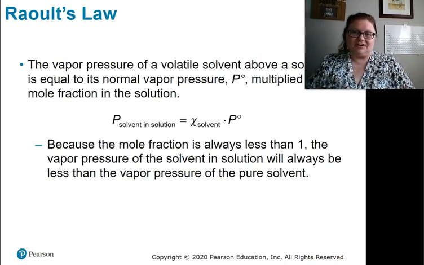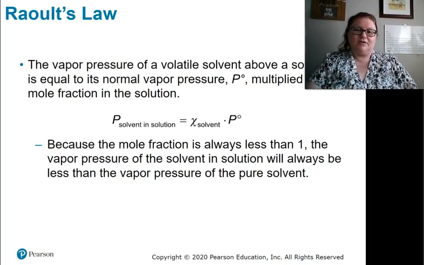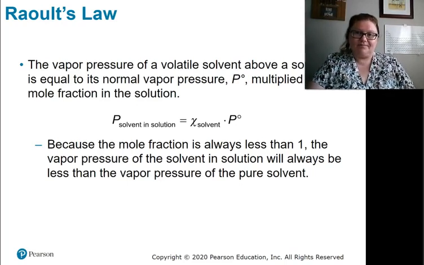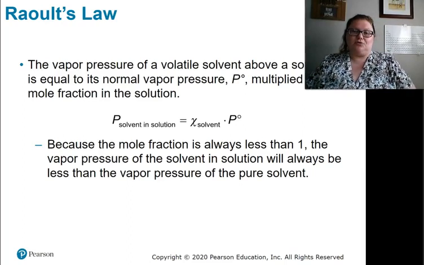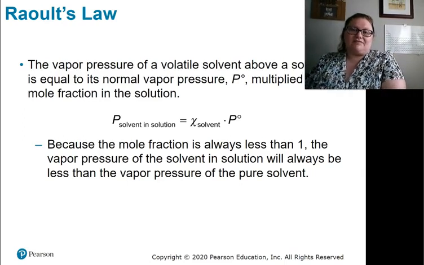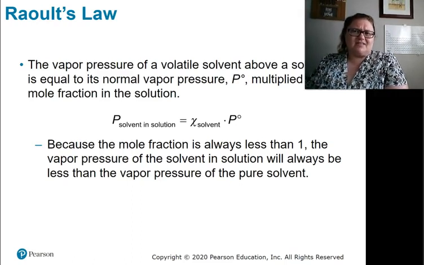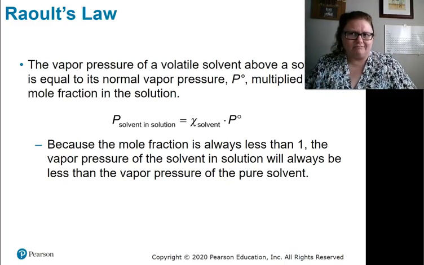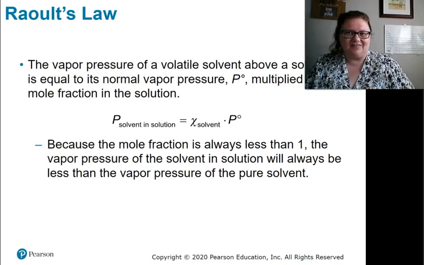Okay, so let's take a look at this equation. We have the vapor pressure of the solvent in the solution, and that's going to be equal to the mole fraction of our solvent times the solvent's vapor pressure if it were pure and not in solution. So that should make sense, right? The overall pressure of the solution is going to depend on how much of it is there in the solution. So there's our mole fraction, right? That's a portion of it in the solution.